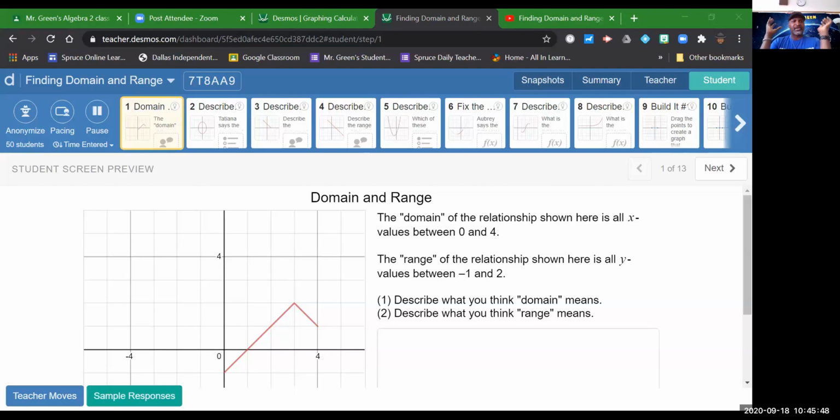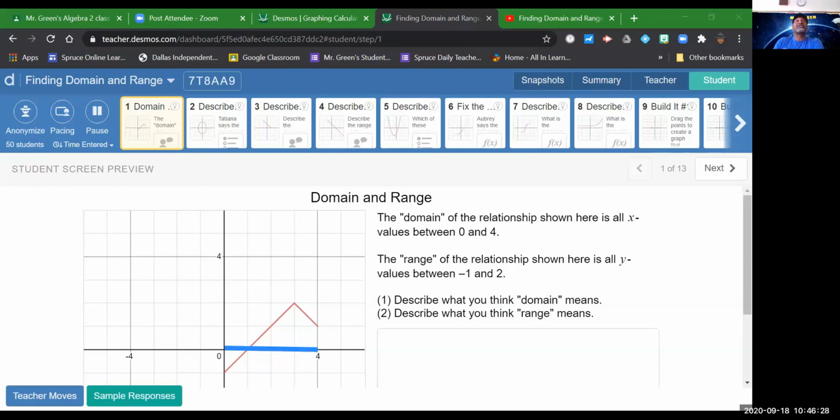Let's go through this, finding domain and range. I'm going to go through this as a student would. The domain of the relationship shown here is all x values between 0 and 4. So that's the domain, from 0 to 4.